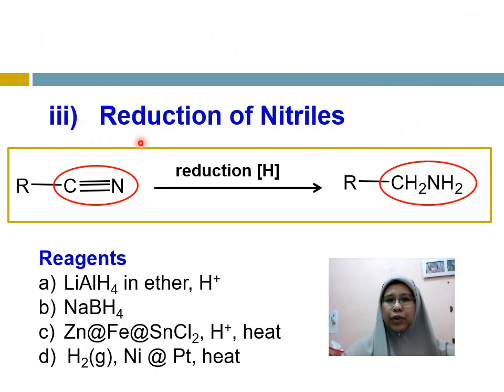The third reaction would be reduction of nitriles. Nitrile is RCN, the one that we have done in chapter 7 haloalkane, where we produce nitriles from haloalkane. We reduce it using one of these reducing agents. The one that we learned is H2 gas, Ni, Pt, Pd, heat. But we actually can use the other 3 also. Bear that in mind when you are doing exercises in chapter 7. So we are going to produce an amine here.